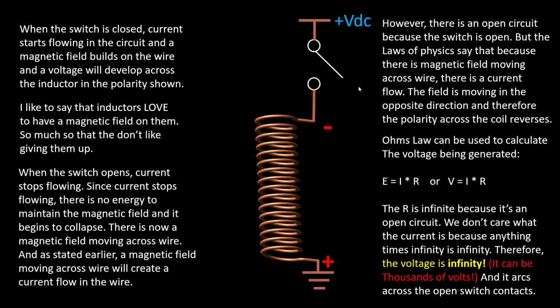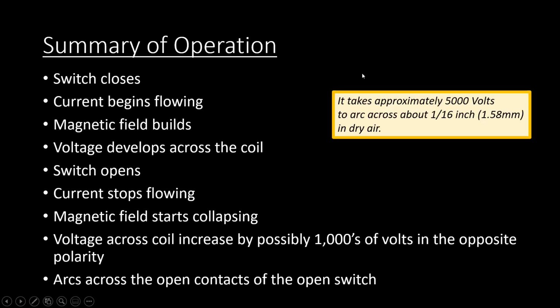Points is nothing more than a set of contacts. And as the cam rotated, the contact would close, put voltage on the coil. When the points opened, the voltage on the coil went to the ceiling and it arced across the spark plug to ignite the fuel. It's exactly the same concept, only this time we need to protect our switch, our spark plug, so that it doesn't arc across it.